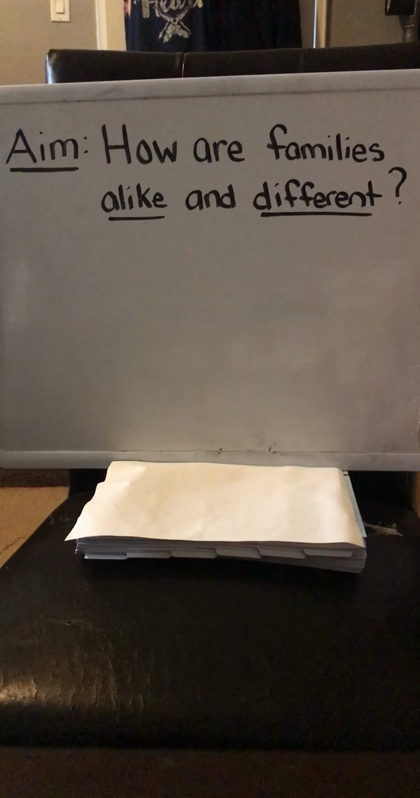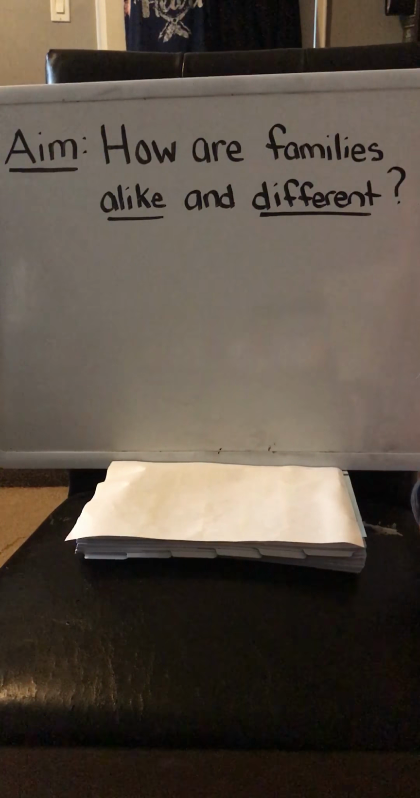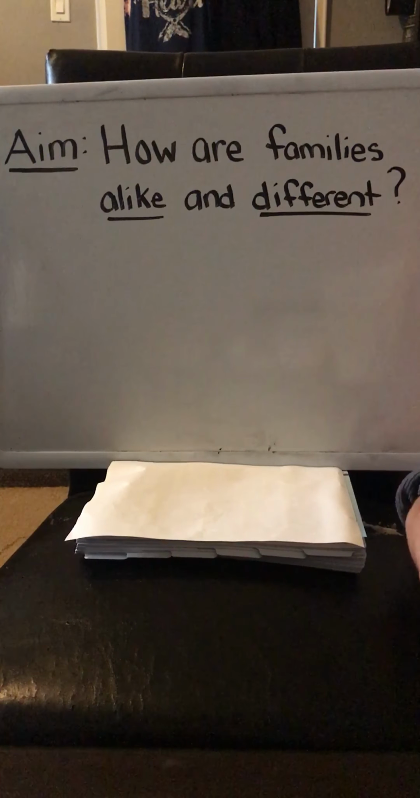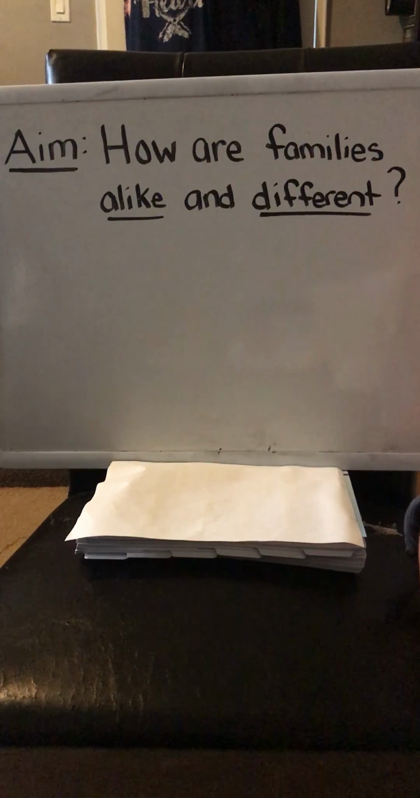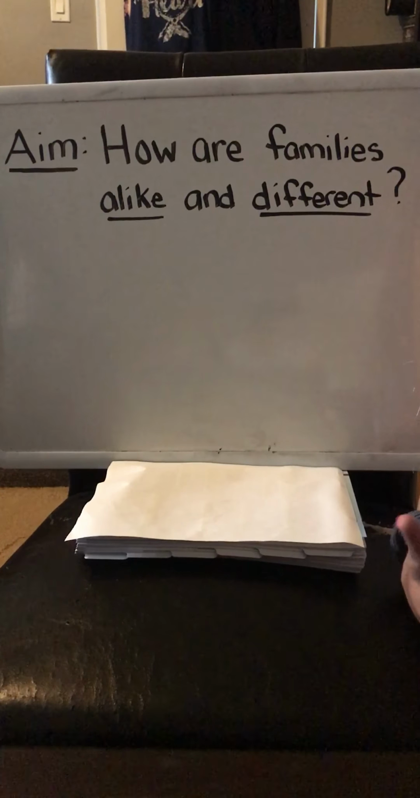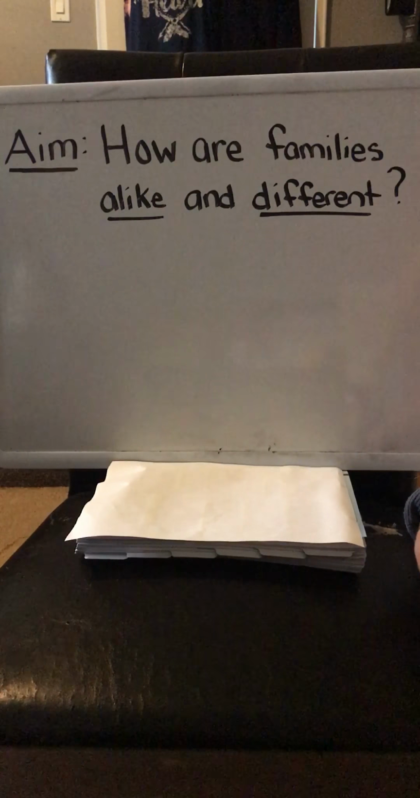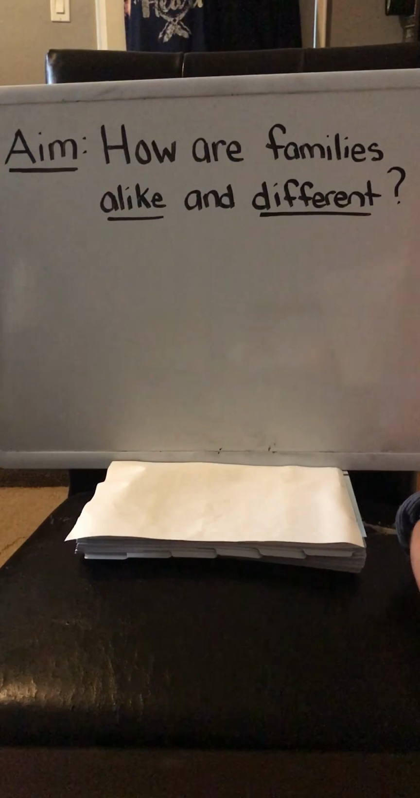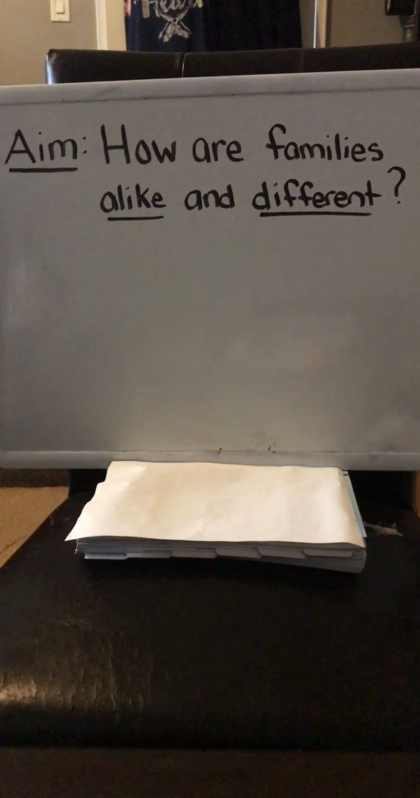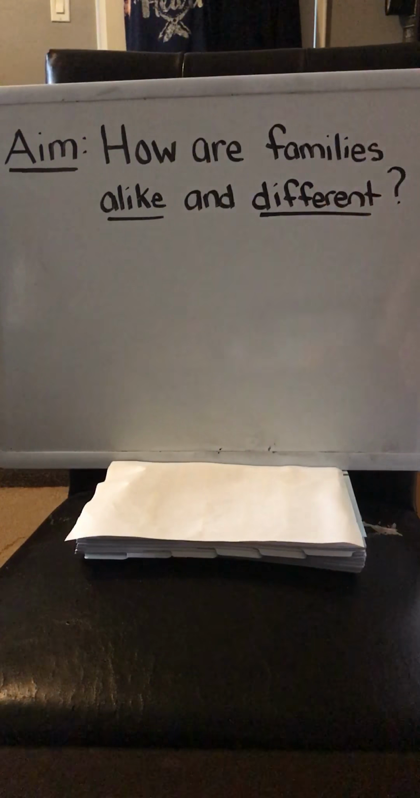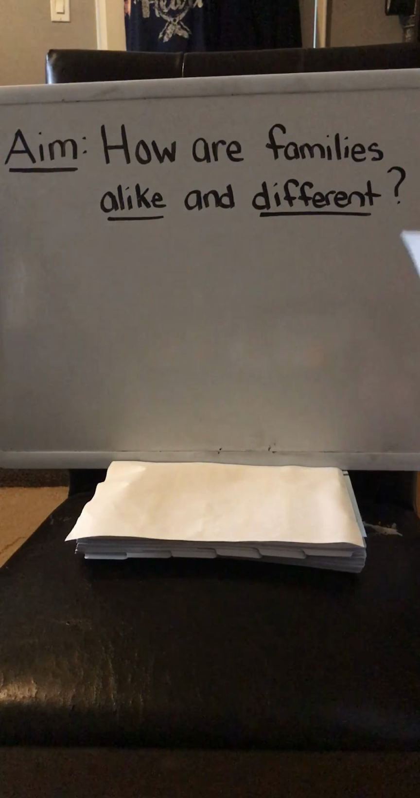So some people might have families that are similar or alike, right? Alike meaning that they are similar or the same. But some families might have family members that live with them that might be different, right? It means that that's the opposite or it's not the same. Okay, so keep in mind, boys and girls, that everybody could have different families. So our aim for today is how are families alike or different.